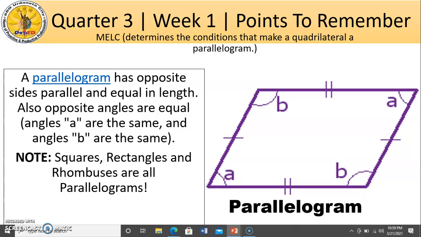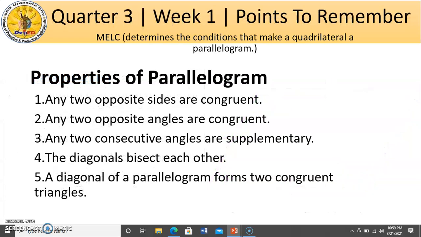So a parallelogram has opposite sides parallel and equal in length. Also, opposite angles are equal. Note, squares, rectangles, and rhombuses are all parallelograms. We have 5 properties of parallelogram.